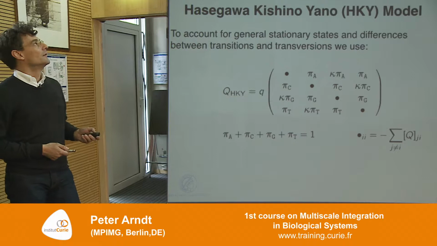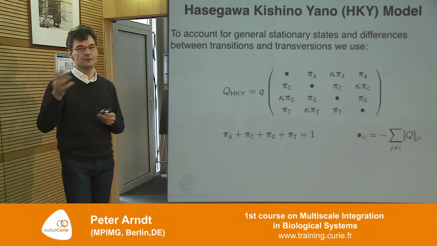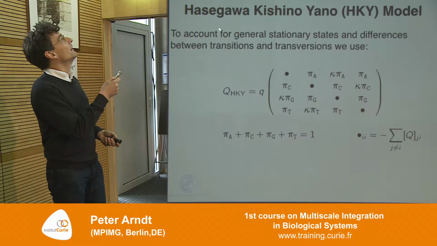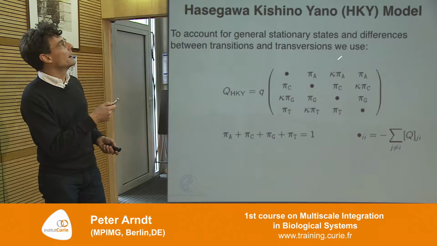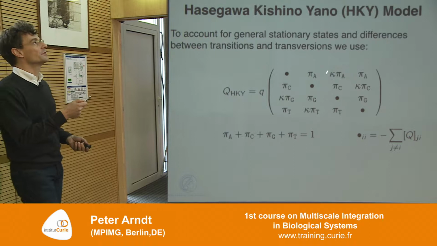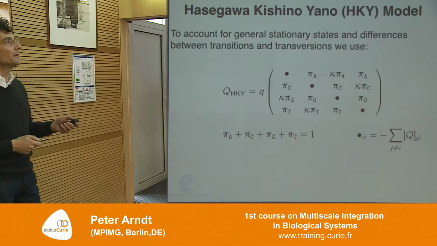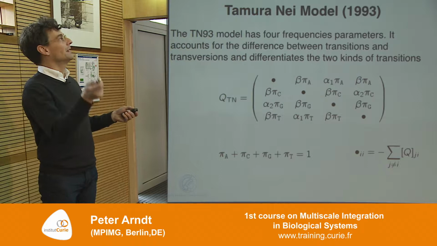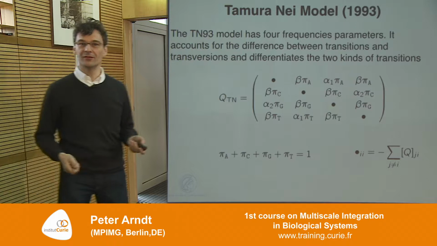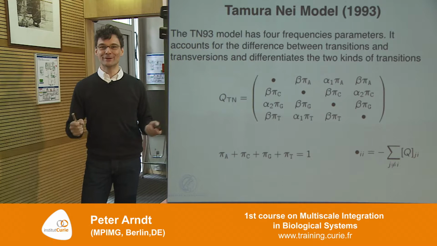So now you took care of the stationary state distribution, but you lost everything about transitions and transversions. So then Hasegawa, Kishino, and Yano came up with the so-called HKY model, which also takes care of the fact that there are more transitions observed than transversions. So they introduced this parameter kappa again, and so on. A plethora of models now. Everyone wants to put his name on one. I guess you just invented a model and had your name in this model. It was a nice time.